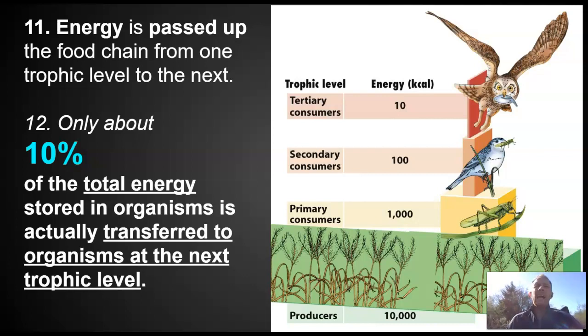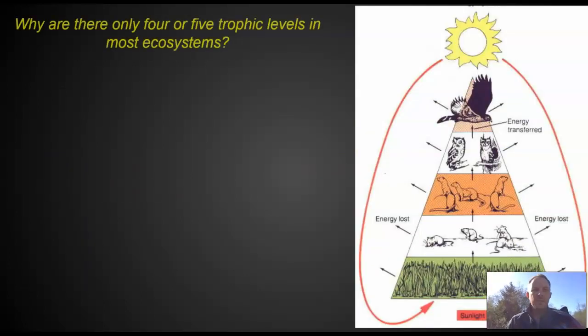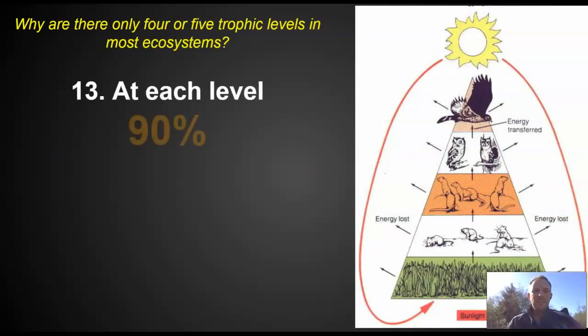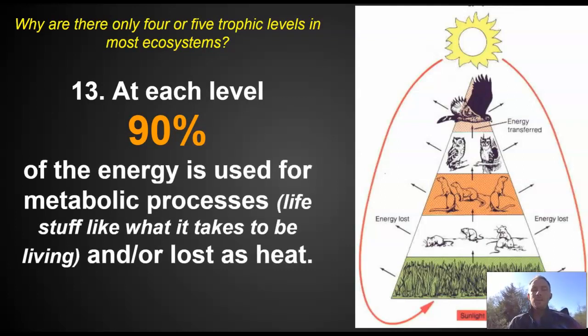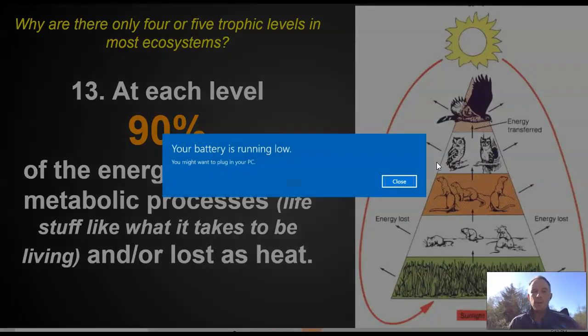So if I ate 1,000 calories today, what would be available if someone came and predated upon me? Decided that I was going to be consumable. They wouldn't get all those 1,000 calories that I ate today. Why not? Why isn't that available to a lion that comes and eats me, or a bear, or a zombie? The reason is that throughout my day, I'm burning up about 90% of that energy. Energy is used for metabolic processes.